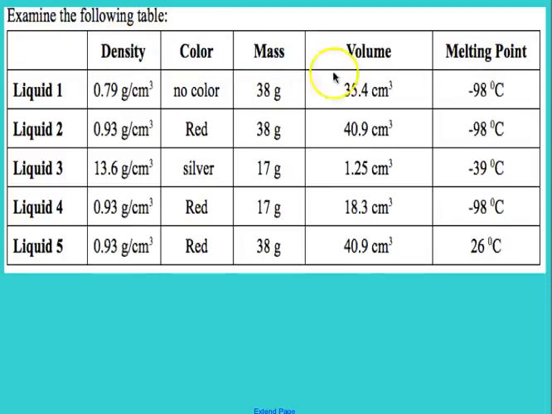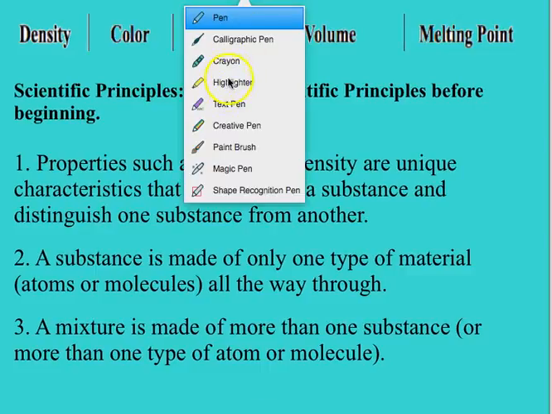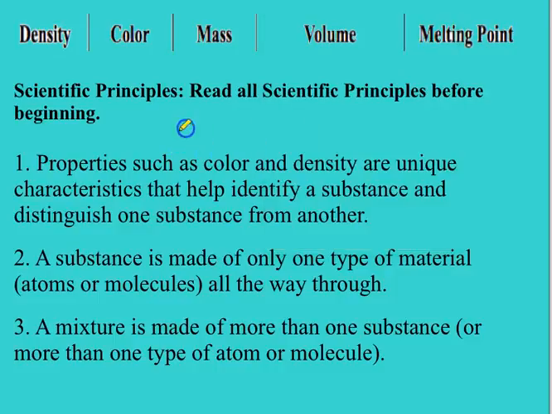But what does all this mean up here? This is why one of the first things that we ask you to do is read all the scientific principles before beginning. So let's go through these. And what you can see up here at the top, I'm just going to grab a highlighter here. Let's go with yellow. Okay, so what you see here is density, color, mass, volume, and melting point.